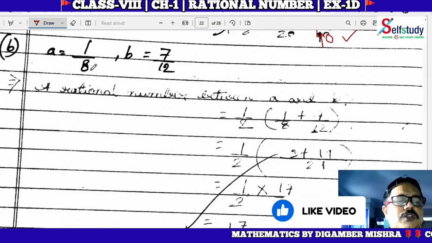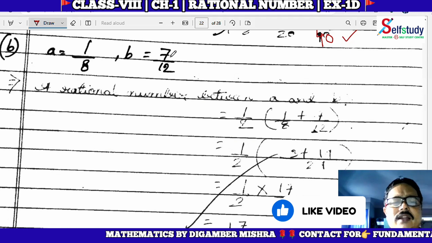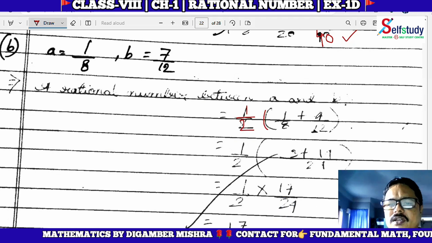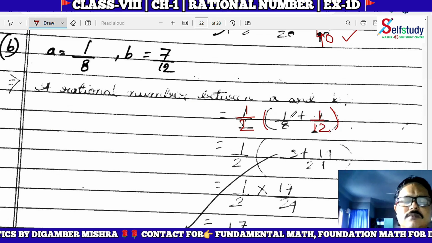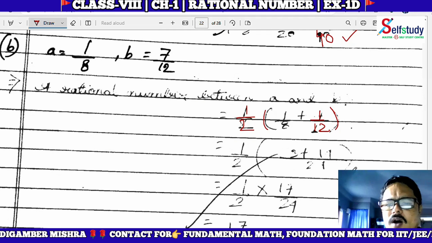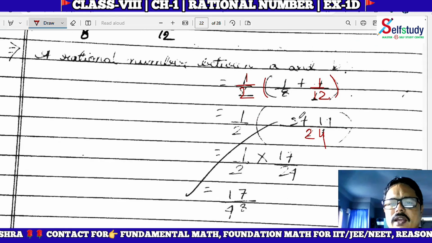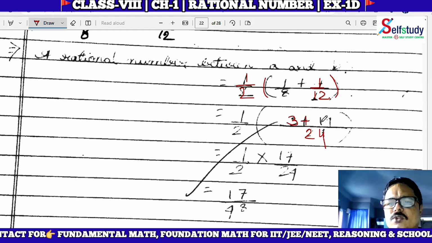What is the second question? If A is 1 upon 8 and B is equal to 7 upon 12, then you just replace A and B by 1 by 8 and 7 by 12 respectively, and you will get the answer. So this way you can do all the sums, whatever the value of A and B. The LCM of 8 and 12 is 24. 8 3s are 24, so 1 3 is 3, plus 12 2s are 24.